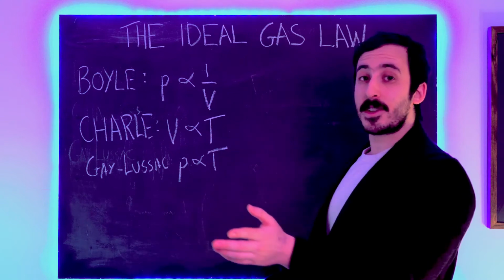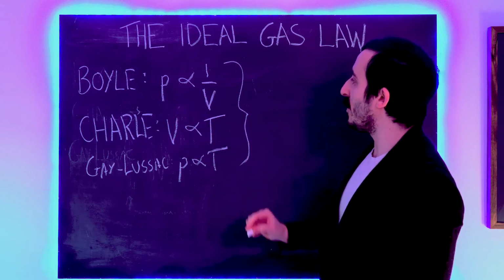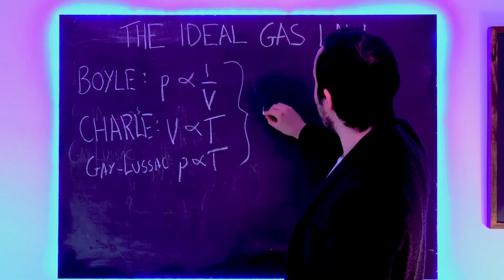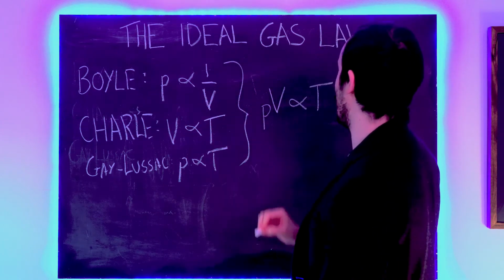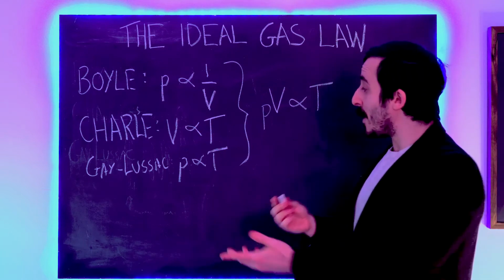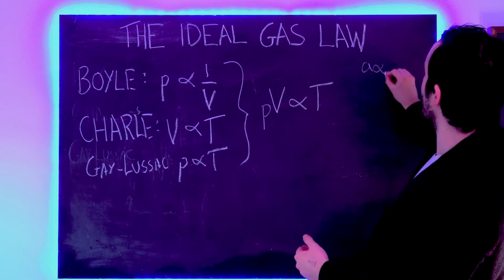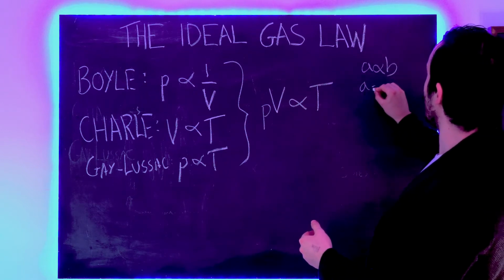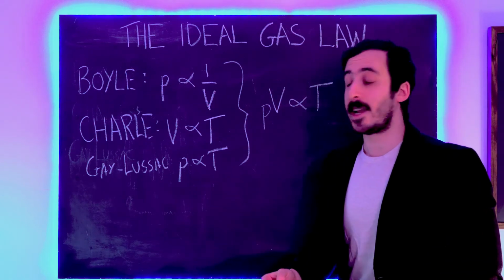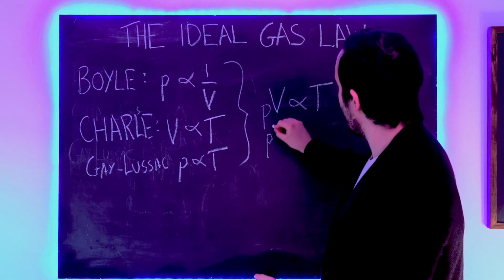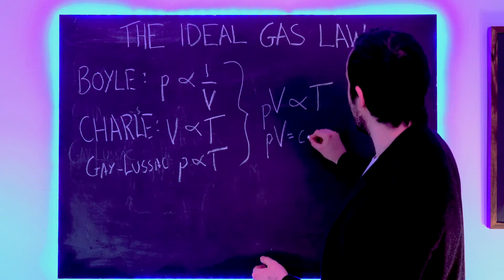Now, all that is left to do is to combine these three laws, right? So if we bring all of these three laws together, then what we have is pressure times volume is proportional to temperature. And we're basically there now. So what does proportional mean? Well, if A is proportional to B, that means that A is equal to some constant K multiplied by B. That's all that proportionality means. So we have PV is equal to some constant, which I'll write little c, times T.